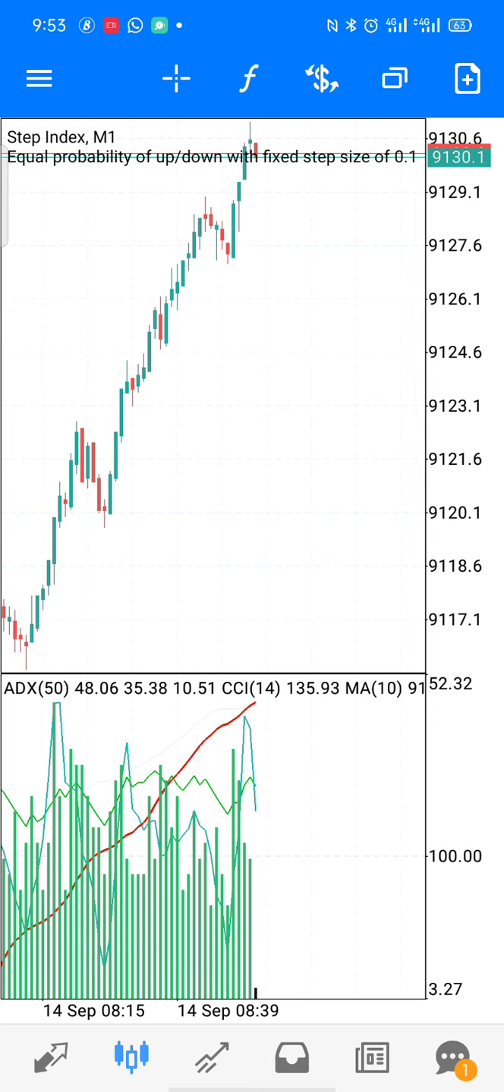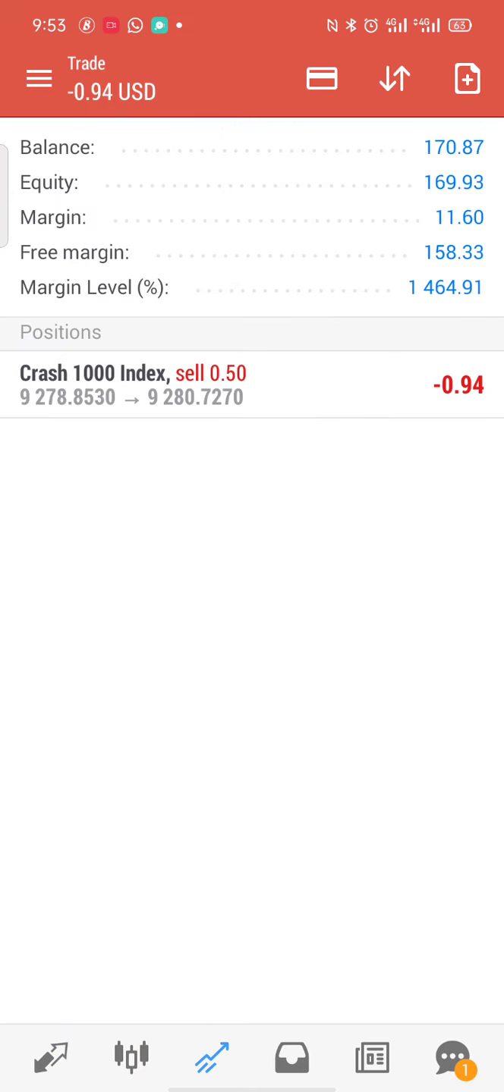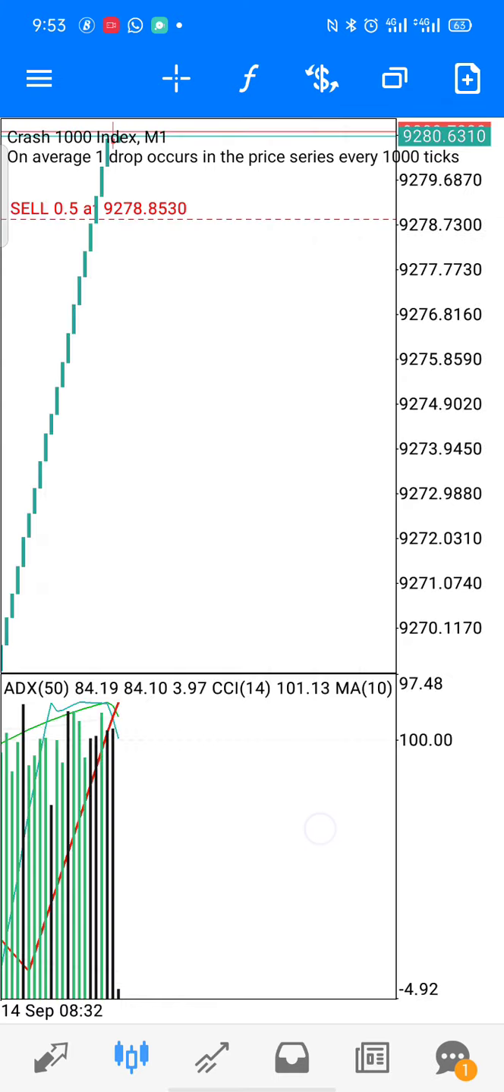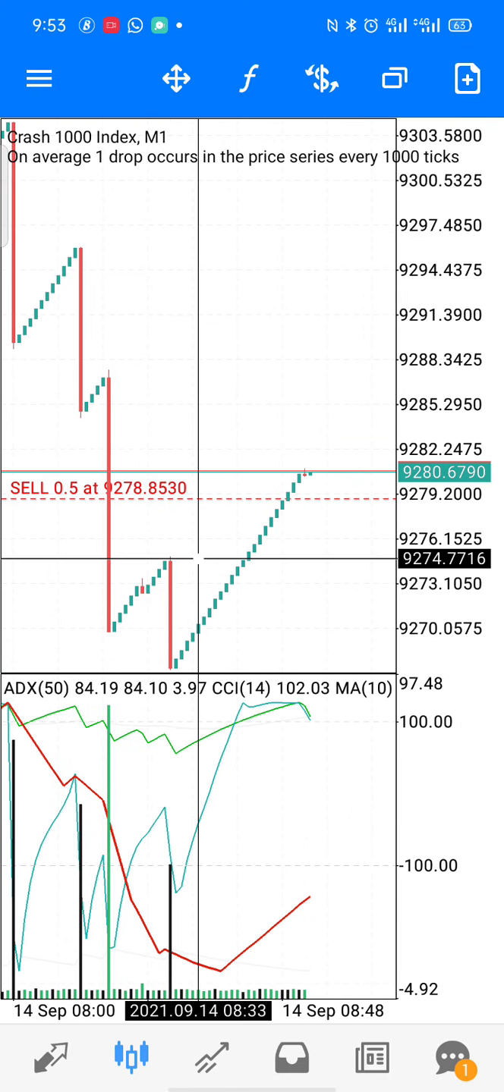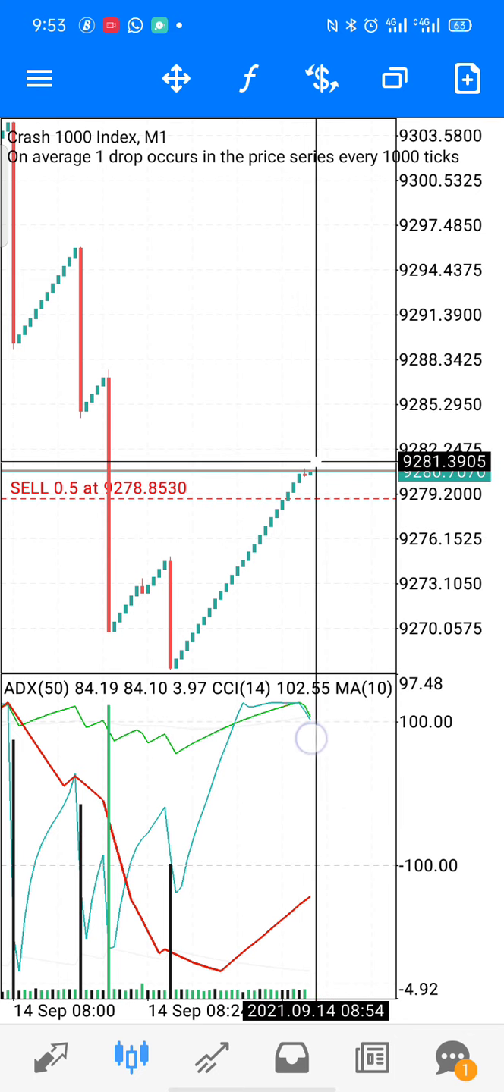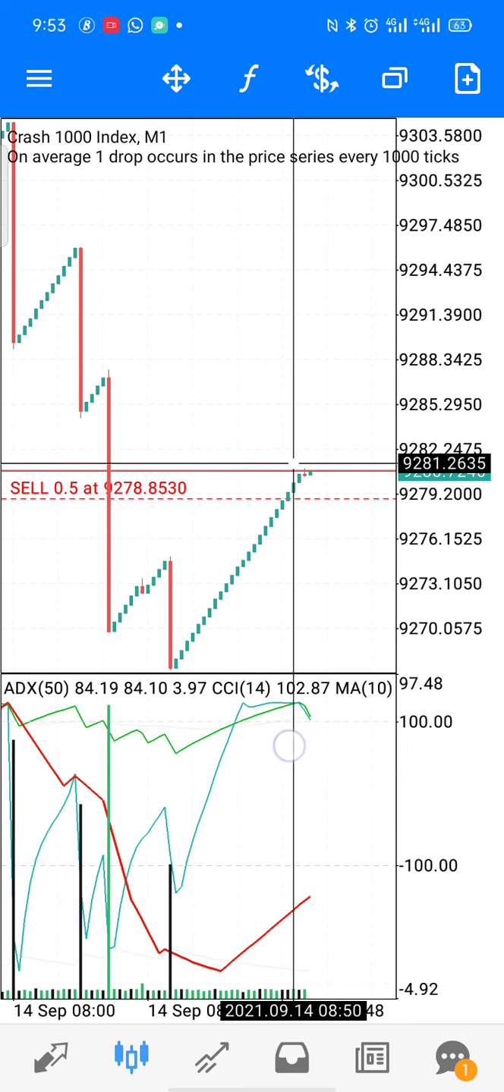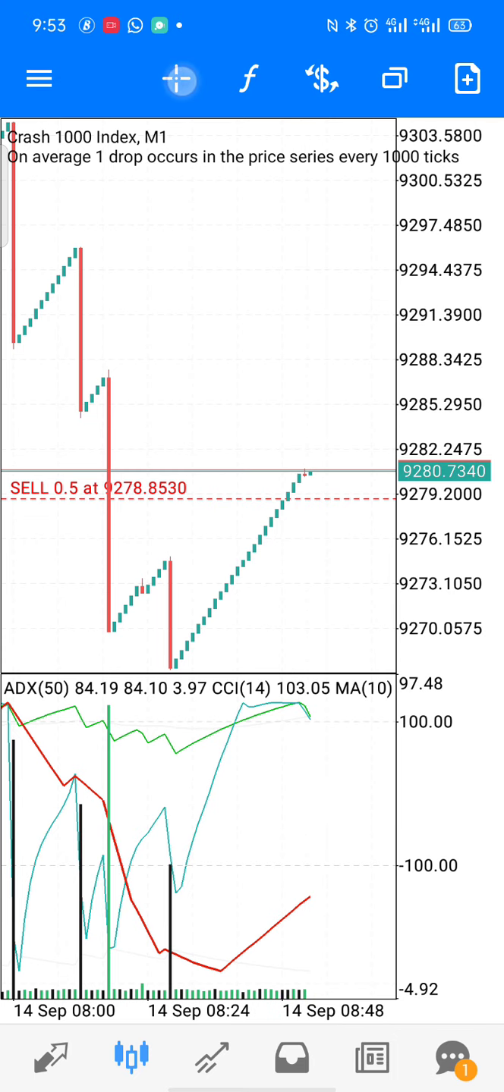We'll keep on moving. Okay, we're still waiting for our spike here. Oh, it made a baby spike, guys. It made a baby spike. Yeah, you can see it made a baby spike. So we are still waiting for it.